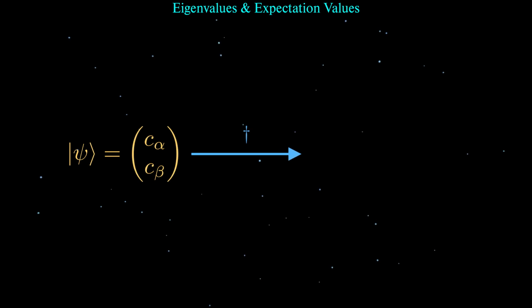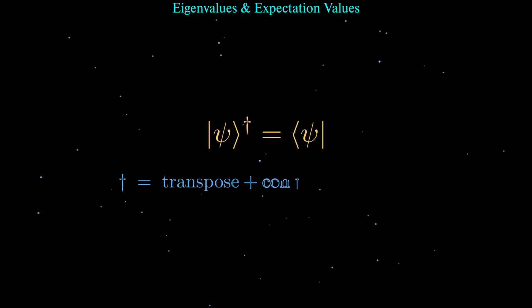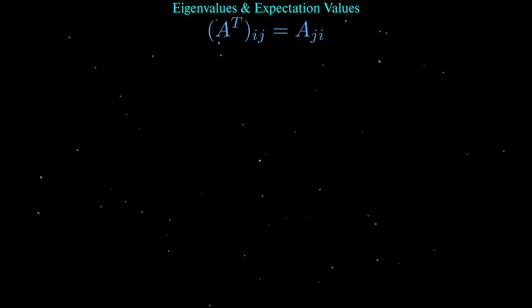Now, every ket has a corresponding bra written this way. We get the bra by taking the transpose of the ket and then taking the complex conjugate of every element. So if the ket looked like this column vector here, then the bra would look like this row vector. The operation we use to go from ket to bra is called Hermitian conjugation, which is just the transposing plus the complex conjugation. Transposing means that we swap the row and the column elements with each other.